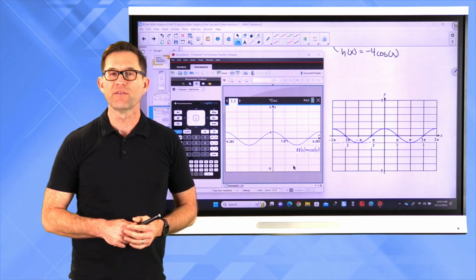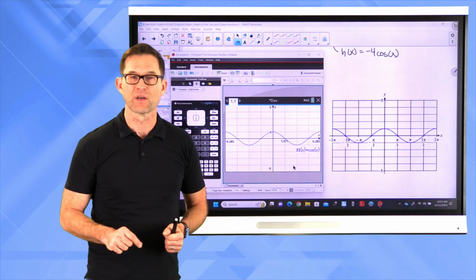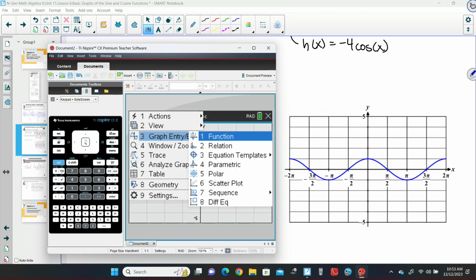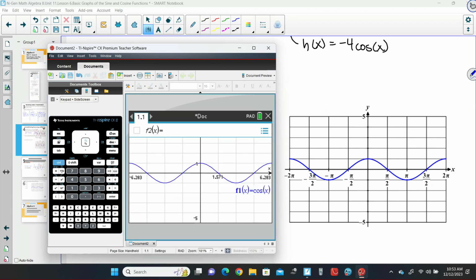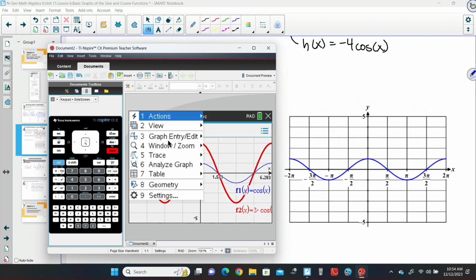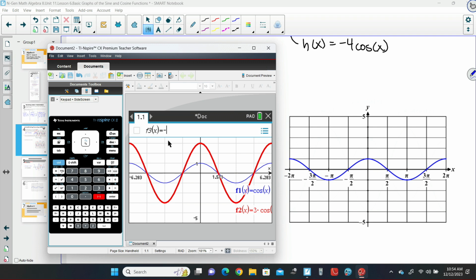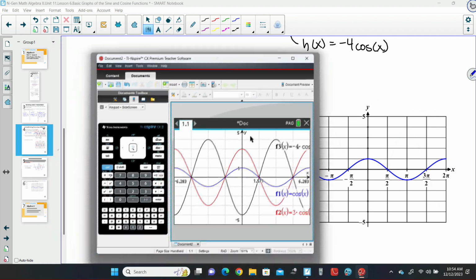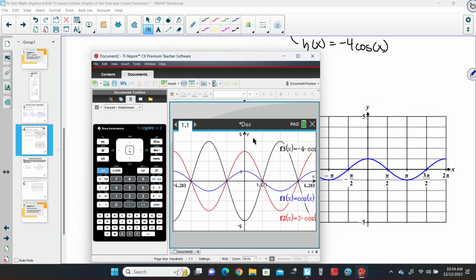Now, we also had 3 times cosine of x and negative 4 times cosine of x. So let's put those in as well. Here we go, graph entry edit, function. So we had 3 times cosine of x. There we go, nice. And then we had negative 4 times cosine of x. And there we have it. And those were exactly what we had before.